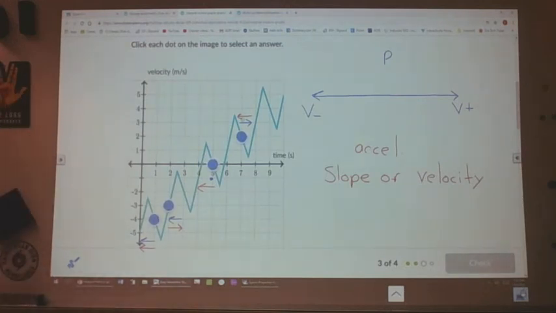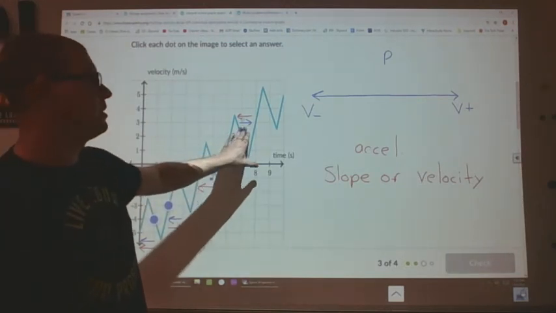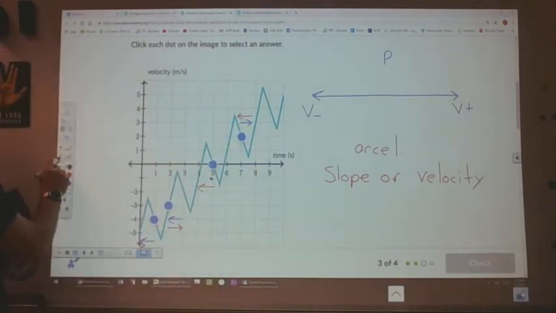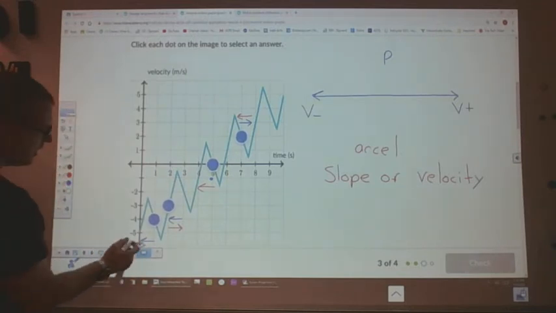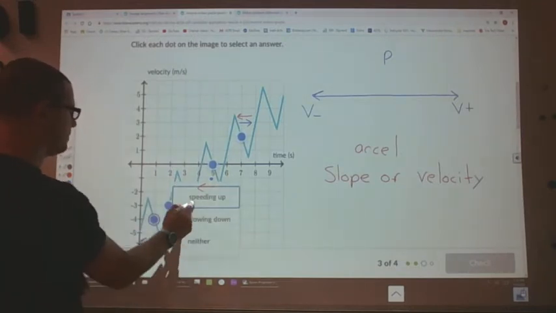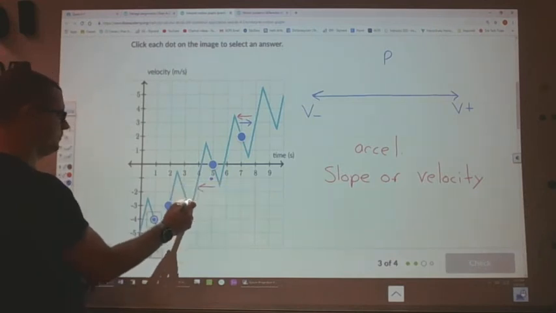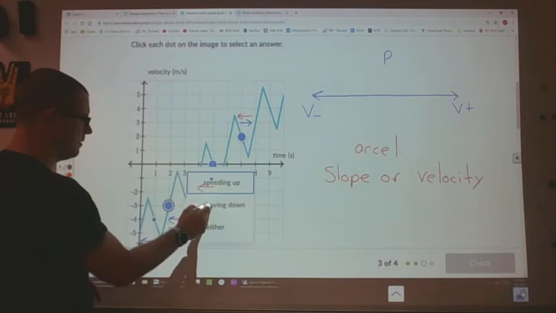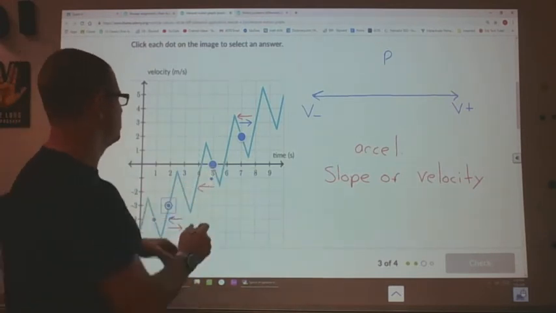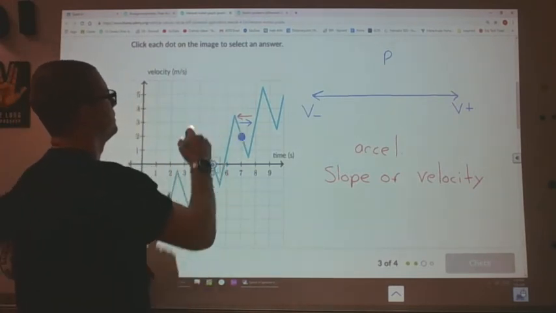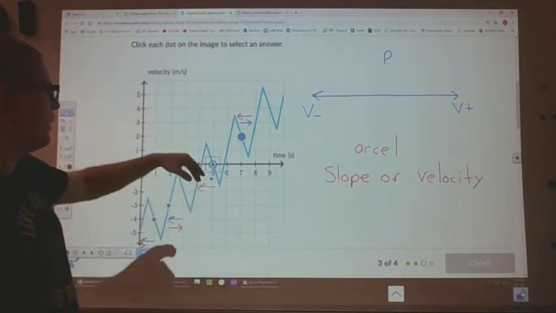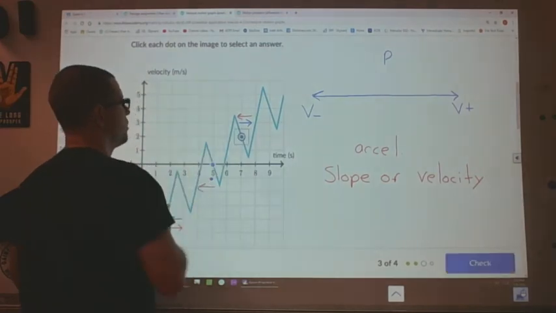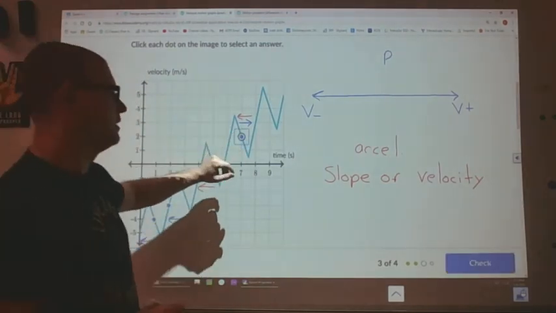So I have to look at those two characteristics. One, what direction am I currently traveling, and how is that changing? Is it getting bigger in that direction? Is it getting smaller in that direction? So here, same direction, we're speeding up. Here, opposite directions, we're slowing down. Here, speeding up, because there was no initial direction, so any way we accelerate is speeding up. And here, we are slowing down because we have that opposite effect.